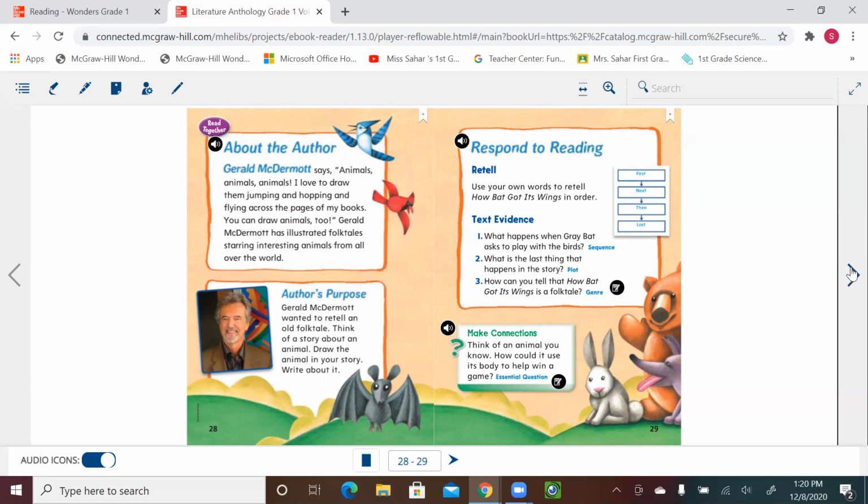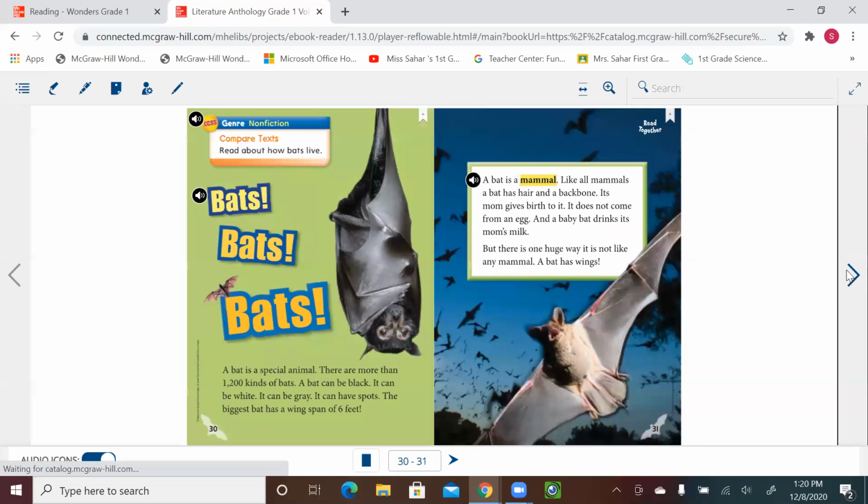All right. So today we talked about how the bat got its wings.